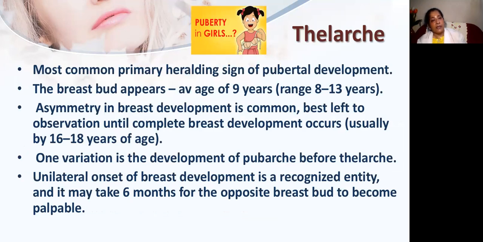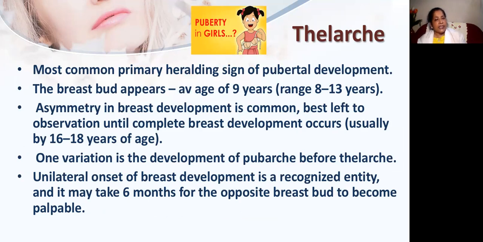Thelarchy. This is the most common primary heralding sign of pubertal development. The breast bud appears at an average age of 9 years, though it could be any time between 8 to 13 years. Asymmetry in breast development is common, and it is best left to observation till complete breast development occurs, which is usually by the age of 16 to 18 years.